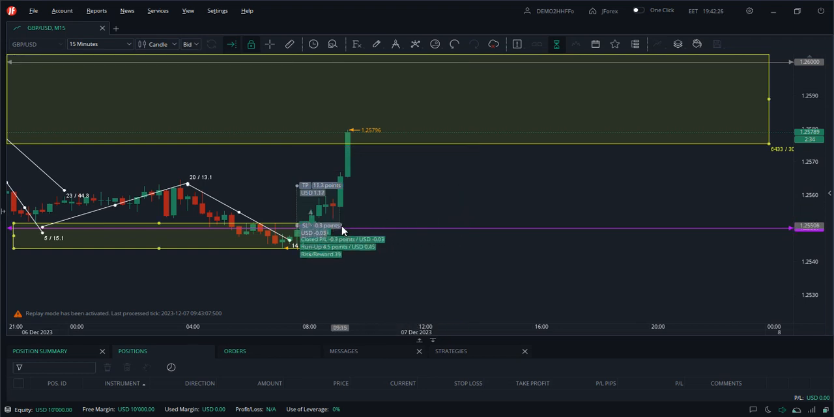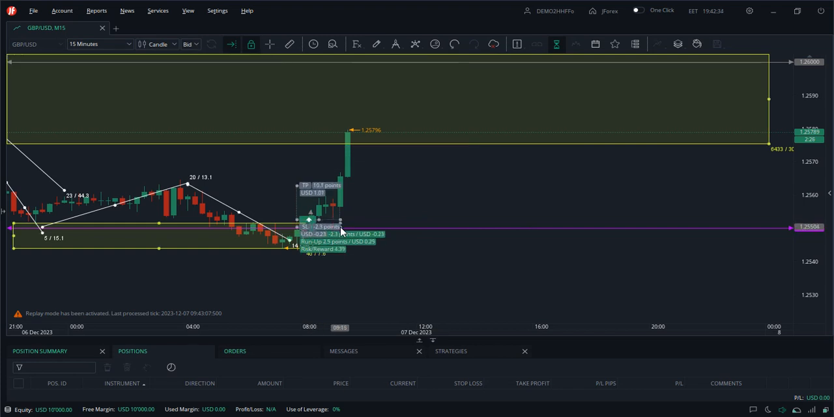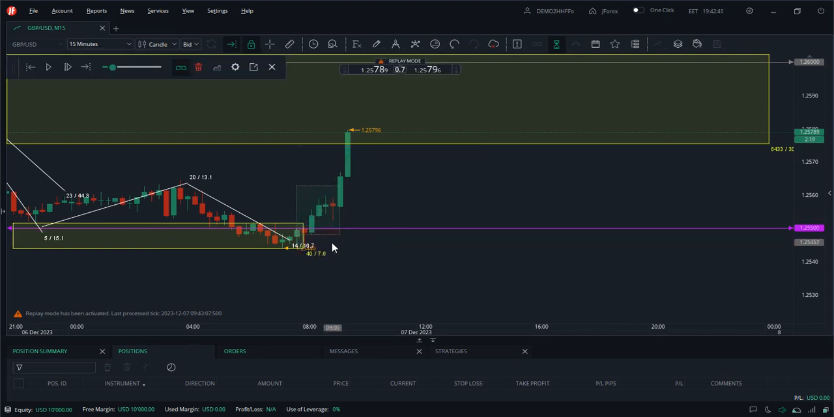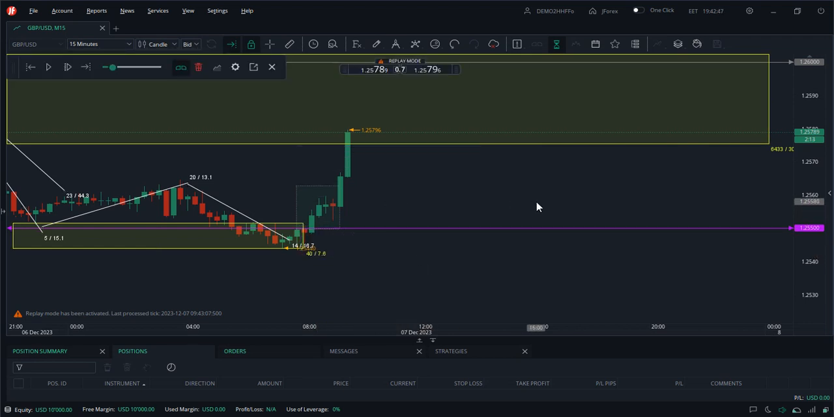Let me reduce this. Alright. We already saw the outcome of this trade. So let's move on to the next one. This was a winner trade for us. This trade was a winner. This stop loss was at break even. Alright, so let's move to the next one.